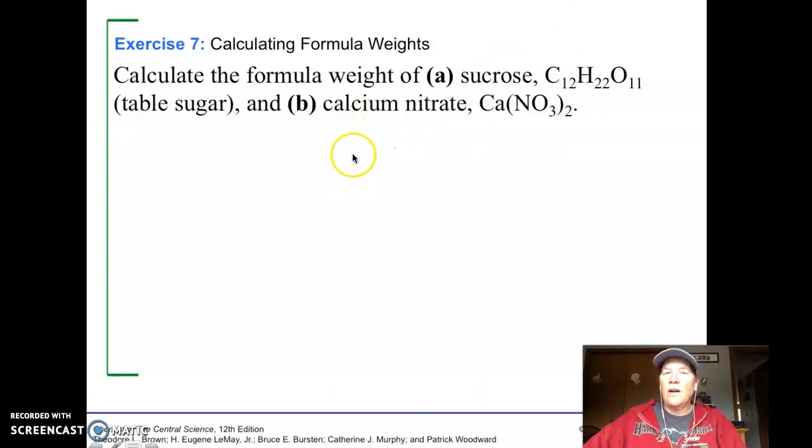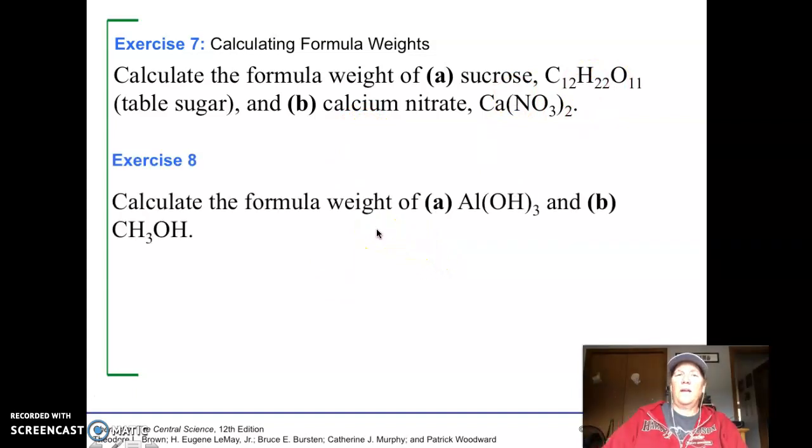So when you're doing these, you guys, write down the symbols of what elements you have, how much you have, multiply by their mass on the periodic table, and again, you can round, and then add them together. That's all you do for formula weight and formula mass. Same for these. That's how you find formula mass, formula weight, molecular weight. They're all the same.